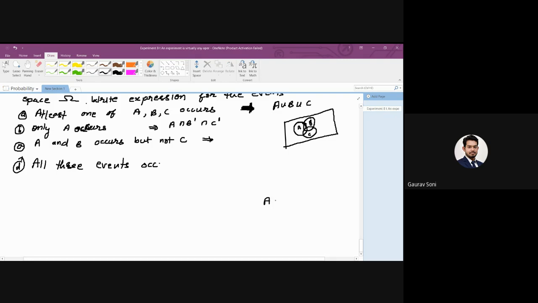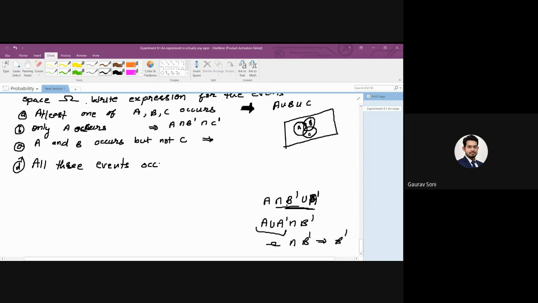You said A intersection B complement union A complement. These two are commutative, so I can interchange. This A will be union B intersection C complement, and B complement. This will become sigma. This will simply become B complement.